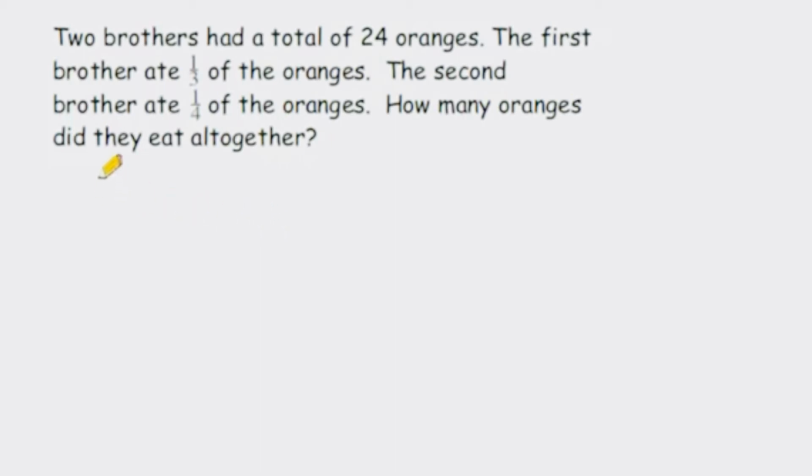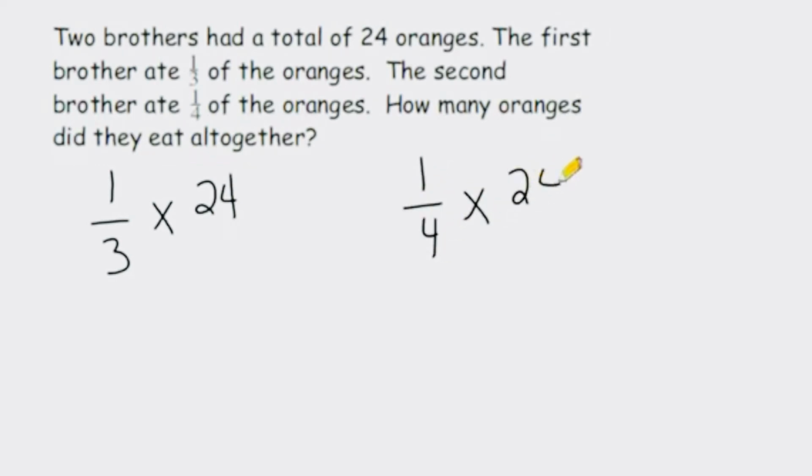Well, one strategy to approach with this problem is to figure out what 1/3 of 24 oranges is equal to. And also, we have to figure out what 1/4 of 24 oranges is equal to. Because the first brother ate 1/3 of all of the oranges, and the second brother ate 1/4 of all the oranges. And once we figure out how many oranges each brother ate, we can add those quantities together.